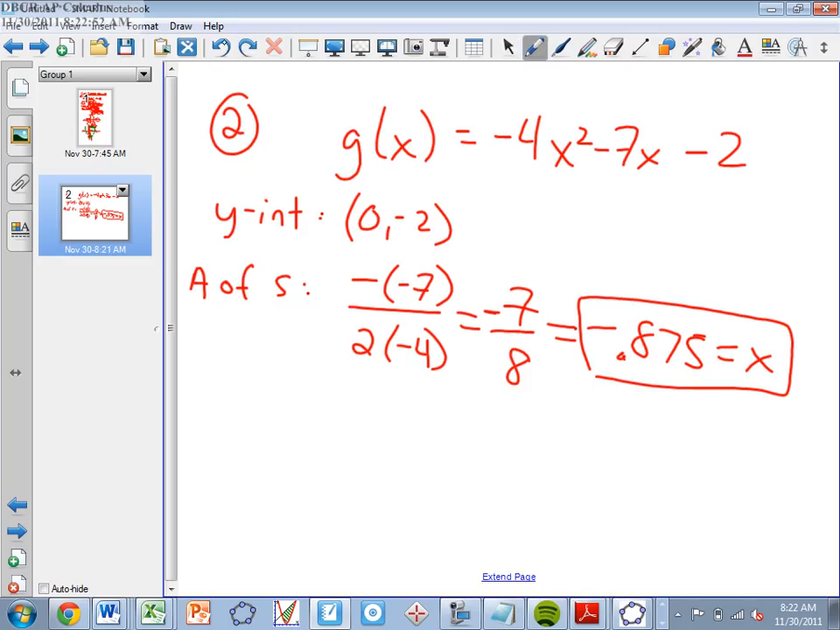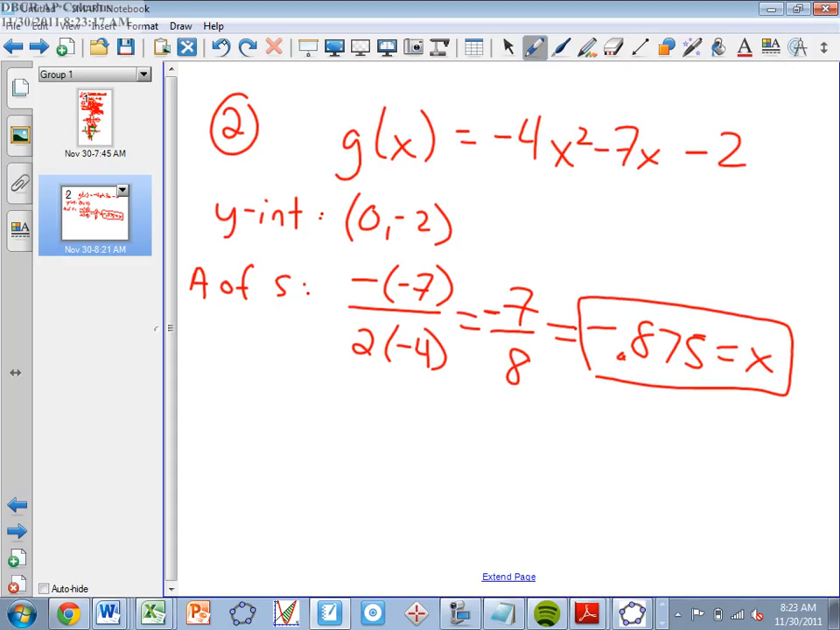Again, the negative 7 and the negative 4, I canceled those positives and left the negative up top. Again, as we always say, there could be a negative up top or a negative down below. Either way, it's still negative. If you have a negative in both, they cancel. So it's fine if it's just 7 over negative 8. Yes, 7 over negative 8 is the exact same thing. Or if you put a negative sign in front of the fraction, it's the same thing. Okay? Top, bottom, or in front, either one.